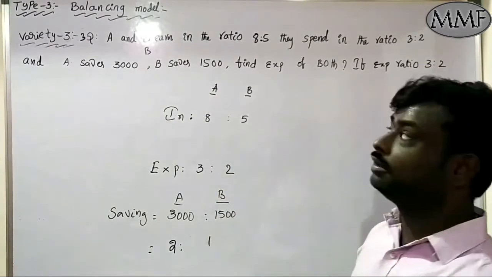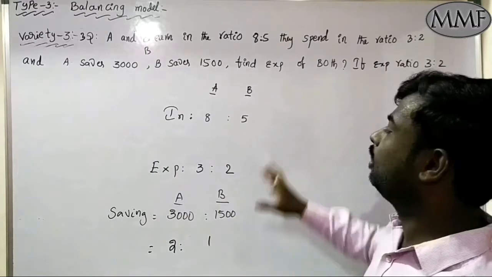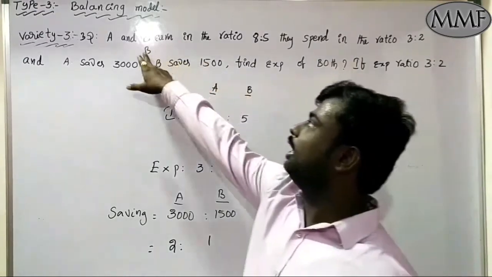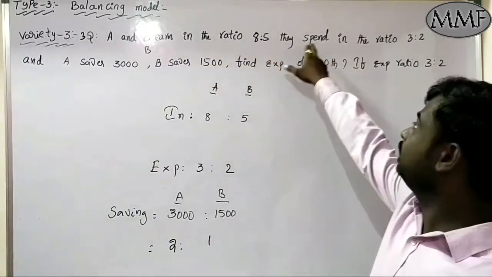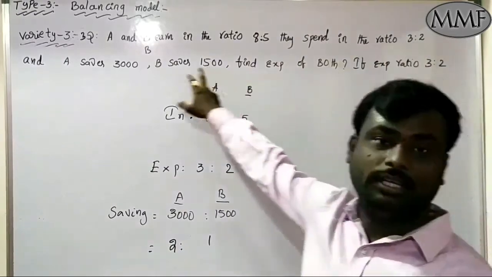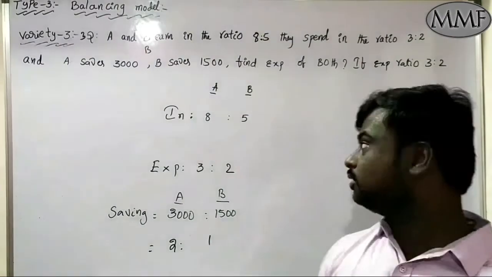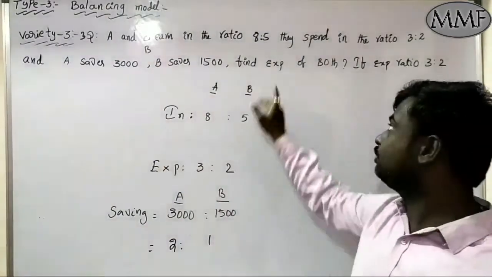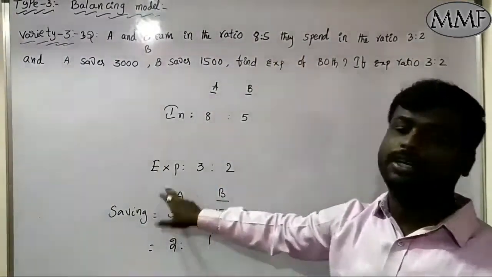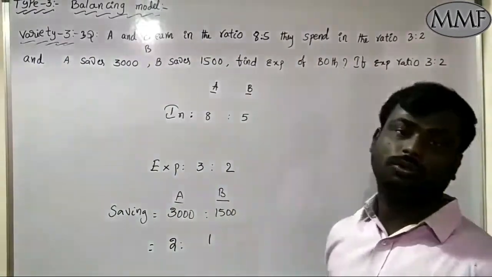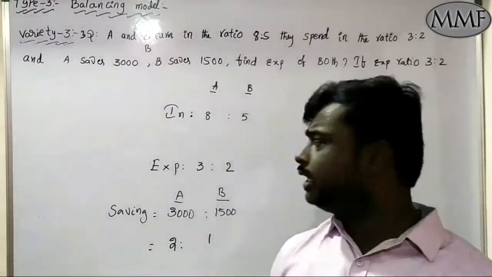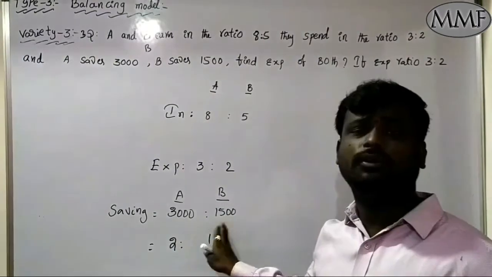So this is the question here. Once again I will repeat. We already have A and B earning in the ratio 8:5. They spend in the ratio 3:2. A saves 3,000. B saves 1,500. Find the expenditure of both. What is the income ratio? 8:5. Expenditure is nothing but spending. What is the spending ratio? 3:2. Very clearly he is saying that the savings are in the ratio 2:1.